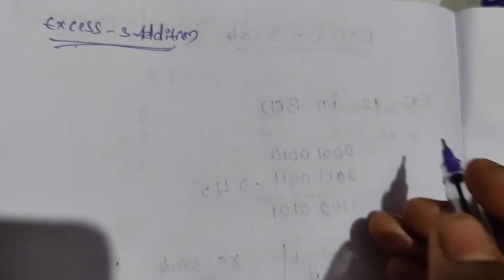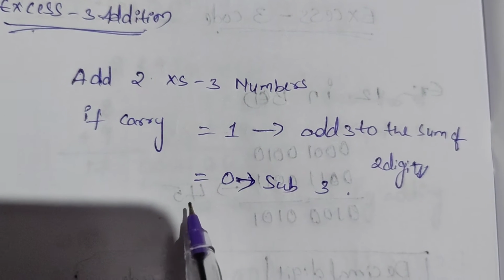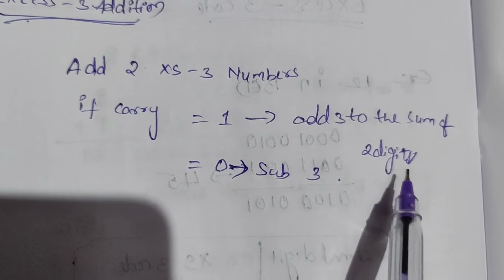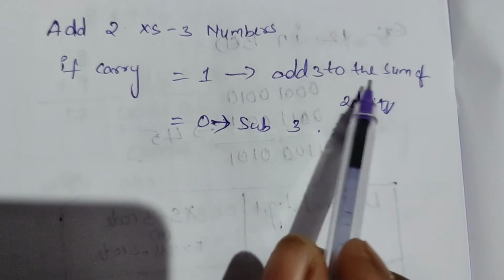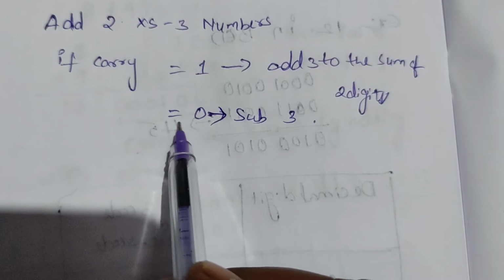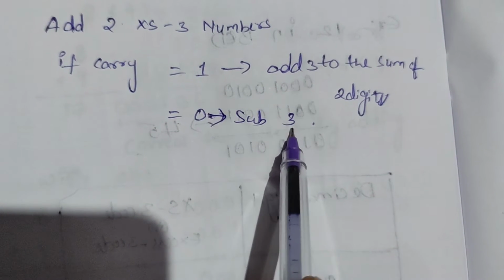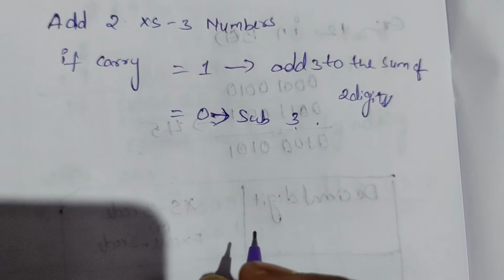Let us see the XS3 addition. In XS3 addition, we add the two XS3 numbers. If there is a carry, add 3 to the sum of 2 digits. If there is no carry, then we need to subtract 3. It is better understood with an example. So let us see an example.